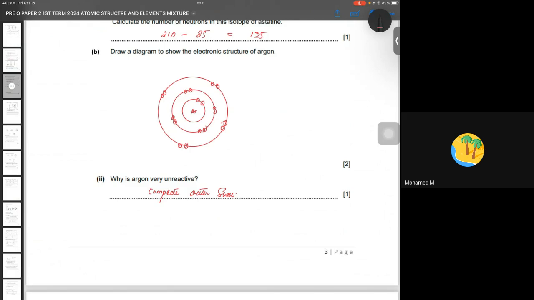Those elements which have a complete outer shell, like 8 electrons in their outer shell, we generally say that the element is stable. Stable means that it's unreactive. It's not going to react with anything else. So that's why argon is unreactive. If you can see the structure, the outer shell contains 8 electrons.